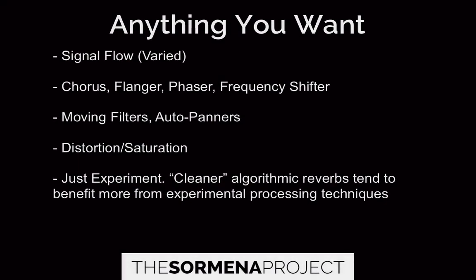So after looking at that example, it makes the most sense for us to now talk about the more Wild West, open range, blank canvas approach to processing reverb, which is very simple. You can do anything you want to do. So the signal flow here is going to be varied. You can use chorus, you can use flangers, you can use phasers, you can use frequency shifters, moving filters, auto panners, all sorts of different automation combinations, distortion, saturation. This is all about experimentation.